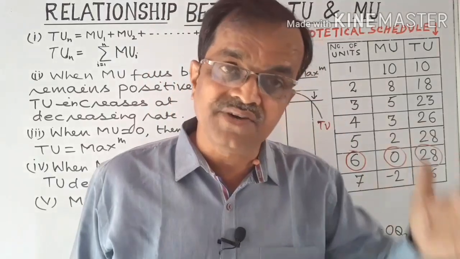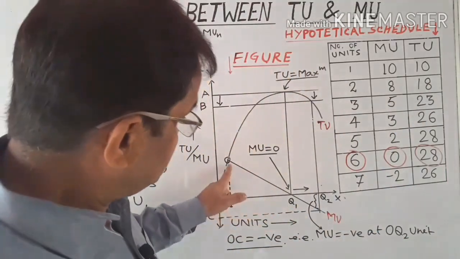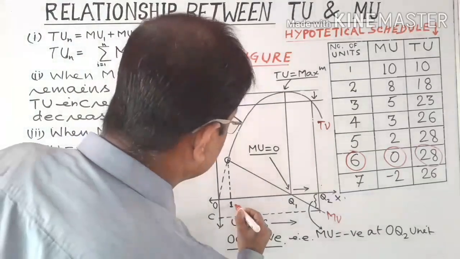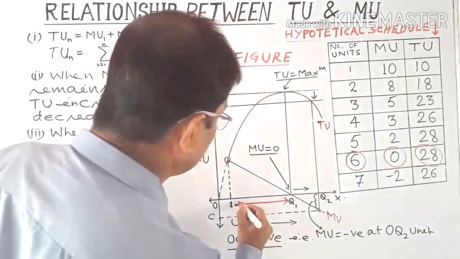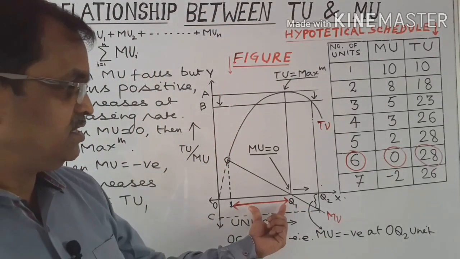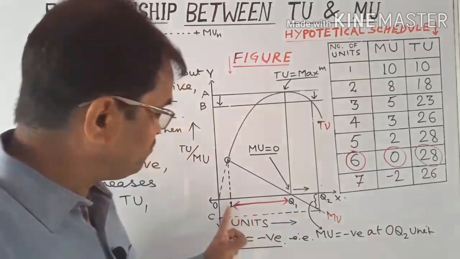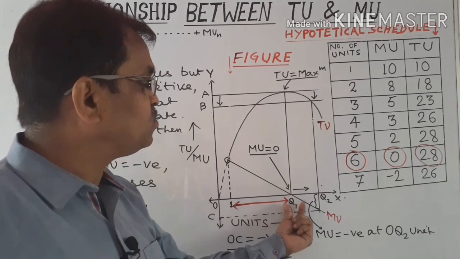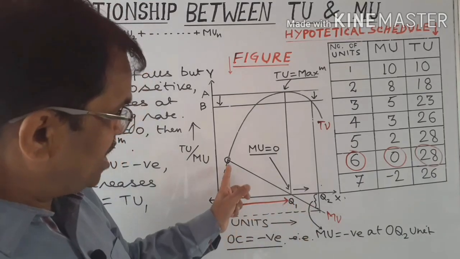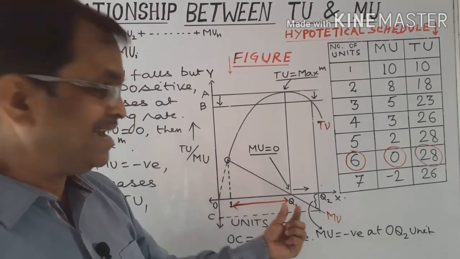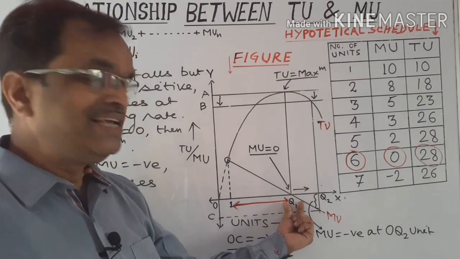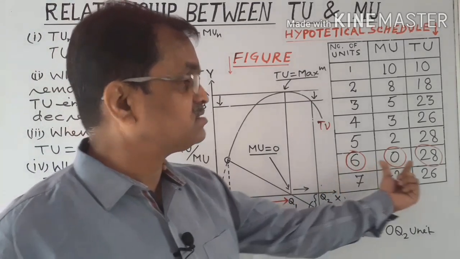and the additional satisfaction derived. Now during this part, from 1 unit to OQ1 unit, ये हमारा कंजम्पशन का जो फेज है, from the first unit to OQ1 unit, marginal utility continuously falls, and at this OQ1 unit it reaches 0, which is here the sixth unit.